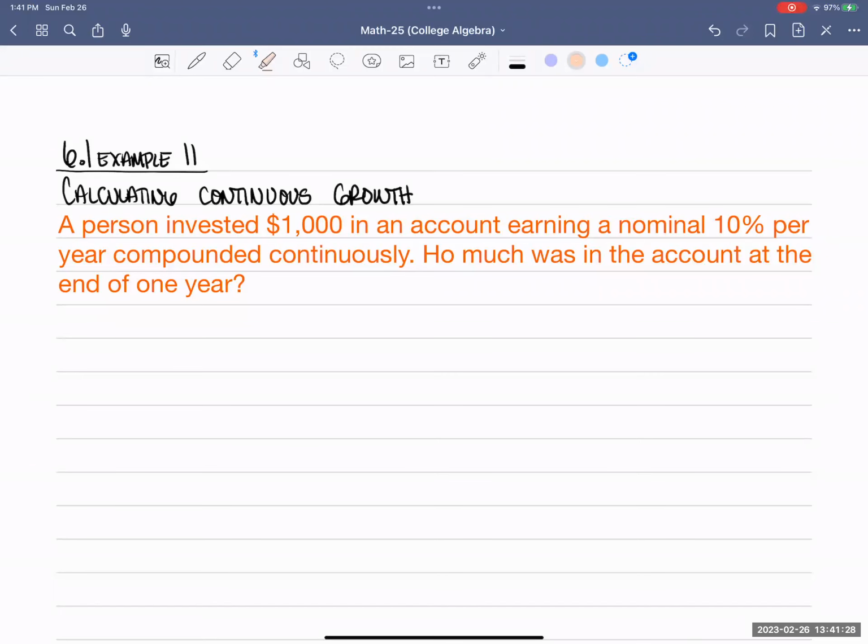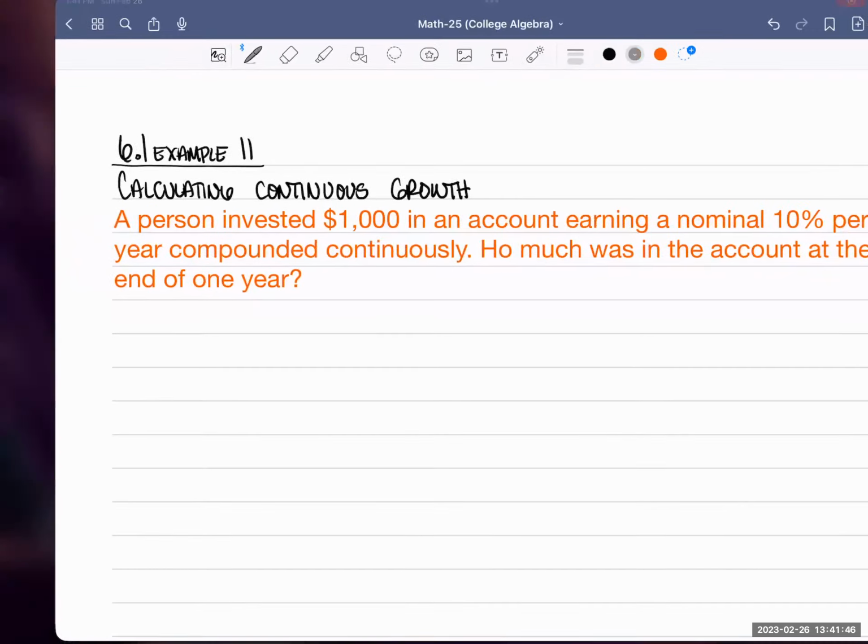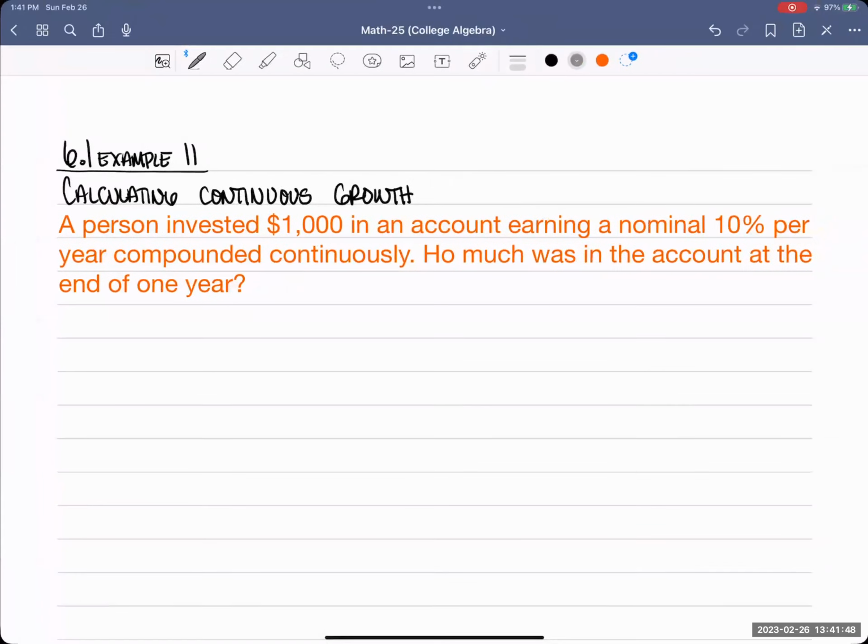Section 6.1, example 11, calculating continuous growth. A person invested $1,000 in an account earning a nominal 10% per year compounded continuously. How much was in the account at the end of 1 year? Let's see. So normally we have the compound interest formula.